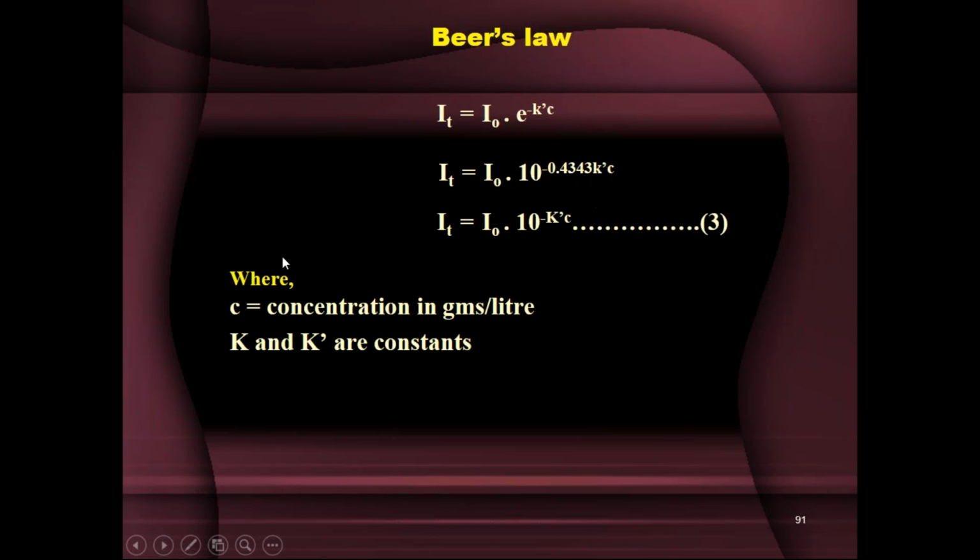So this is the final derivation of Beer's law equation, and this is Beer's law equation. So if you compare, where C is the concentration in grams per liter, K and K dash are constants. K we used in Lambert's law, K dash we have used in Beer's law. B we have used in Lambert's law. B is the path length in centimeters. C we have used in Beer's law, which is the concentration in grams per liter.